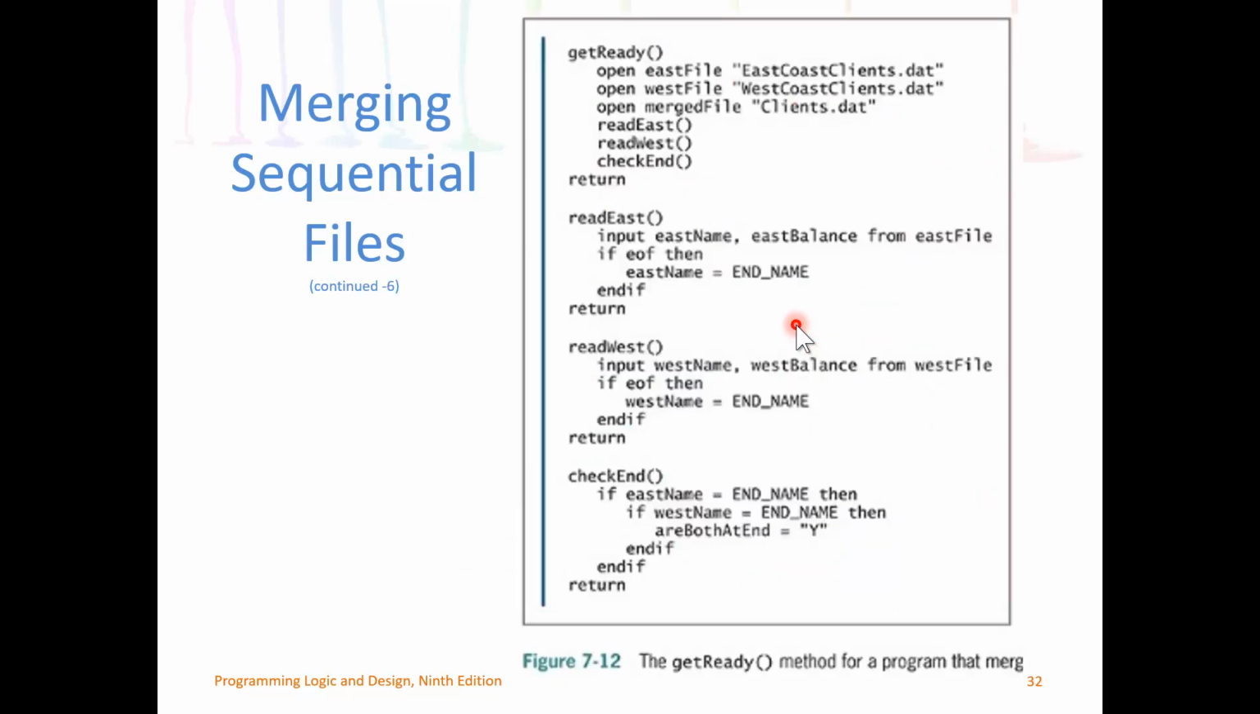Okay, and here we can see the pseudocode. So this is: if East name equals end name, then we're going to do our second if statement. If West name is end name, then we're going to set the "we're at the end" flag. So when we read East, if we're at end of file, we'll set the East name to end name. If we read West, the same thing, we'll set West name to end name. So get ready is just opening everything up.